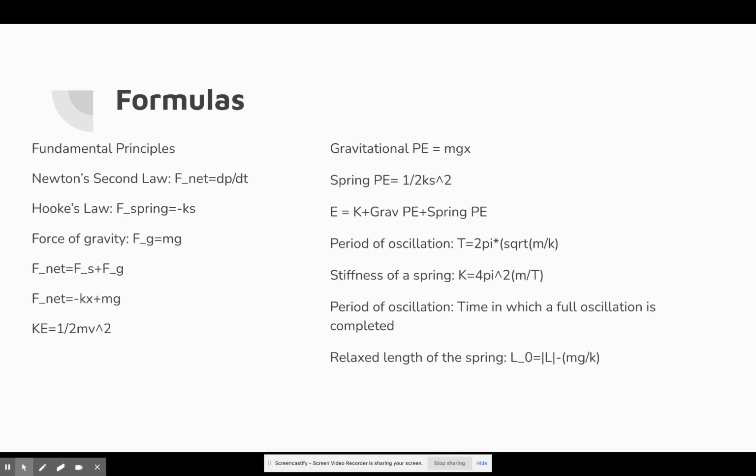So here are some of the formulas we use. We use some of our fundamental principles such as Newton's second law, Hooke's law, force of gravity, our F net equations, our kinetic energy equations, gravitational potential energy, spring potential energy, our total energy, period of oscillation, stiffness of the spring, and the relaxed length of the spring.